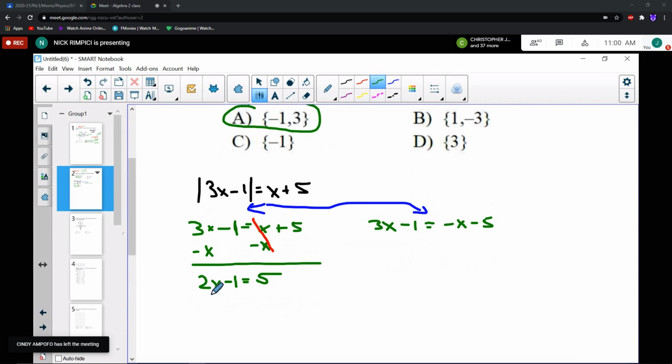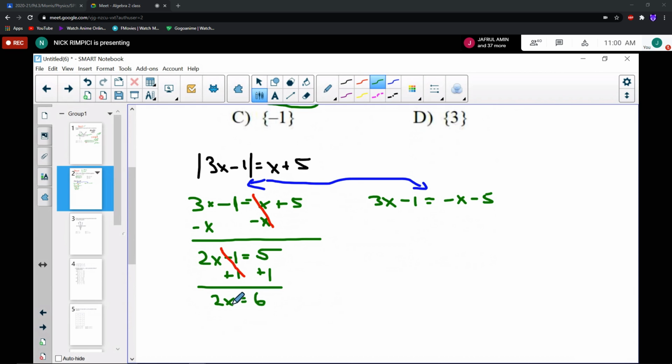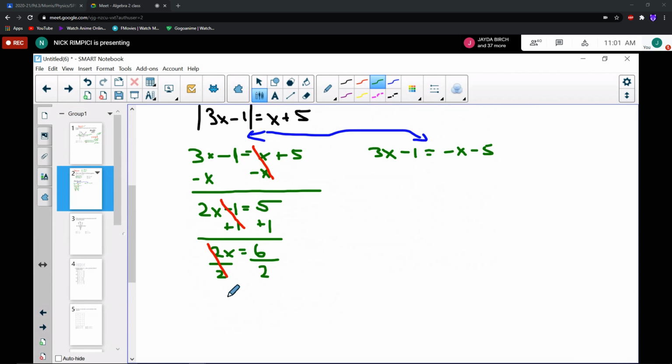Then from here, to get 2x by itself, I'm going to add the 1 to each side of the equation to isolate the 2x. That's going to allow these to cancel. And then I'm going to have 2x is equal to 6. And at the end, to get x completely by itself, I have to divide by 2 to isolate it, because this is multiplication, so I divide because it's the opposite, or inverse operation. And when I do that, these 2's can cancel out, and I'm left with x is equal to 3.